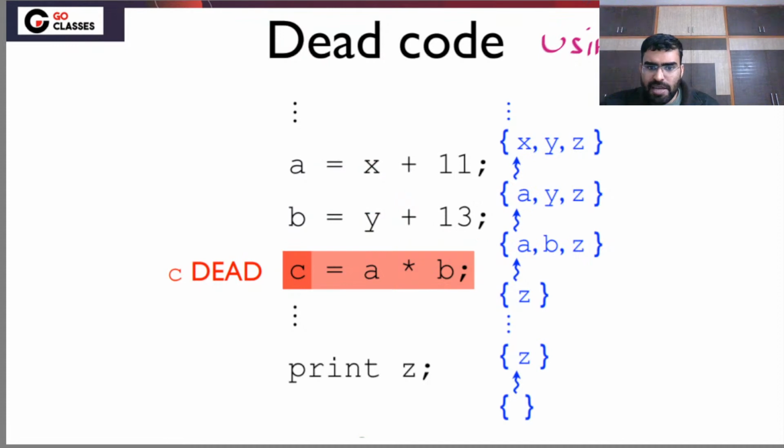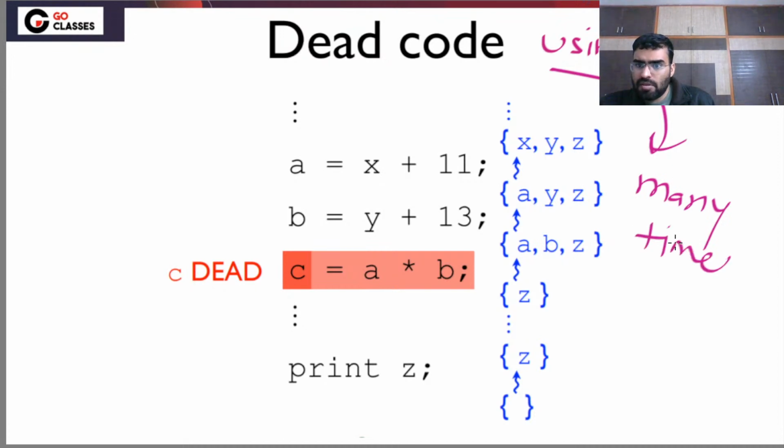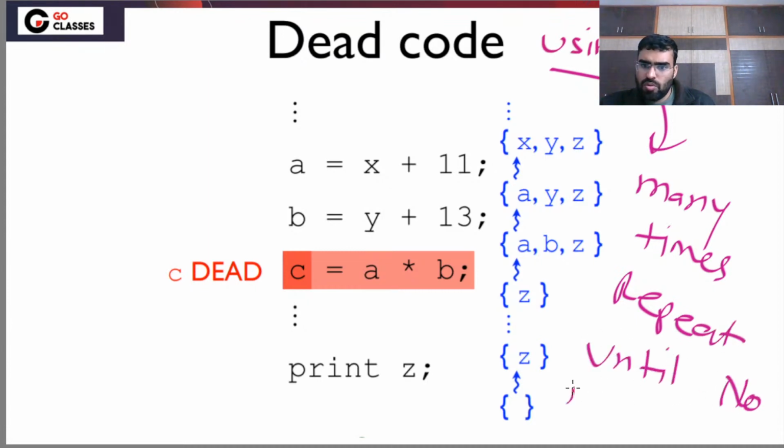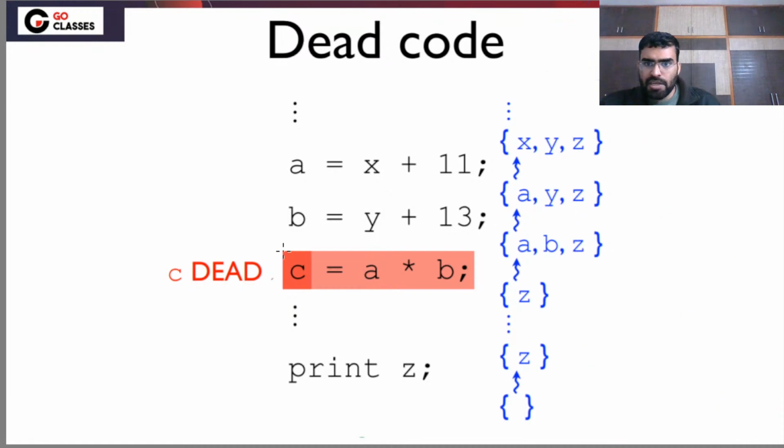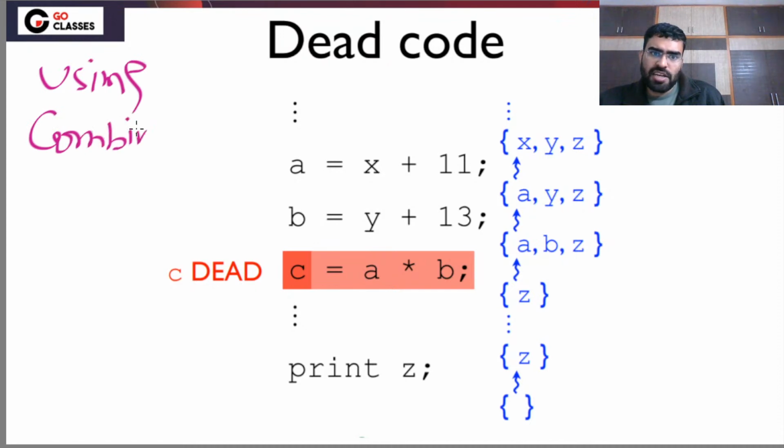So basically many iterations you have to make. Using wave 1, you can notice many times repeat until no more dead code. But if you do wave 2, using wave 2, what you can do? Tell me. Using combined algorithm, what you can do? That is very nice algorithm.